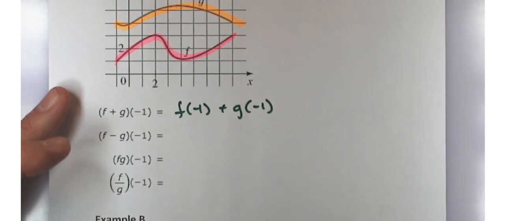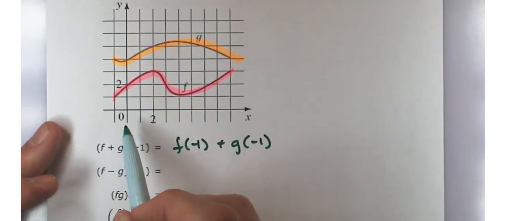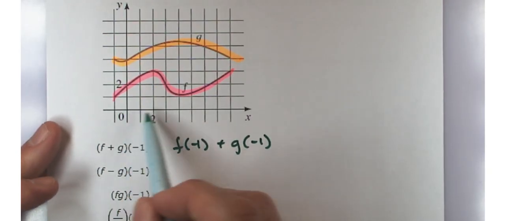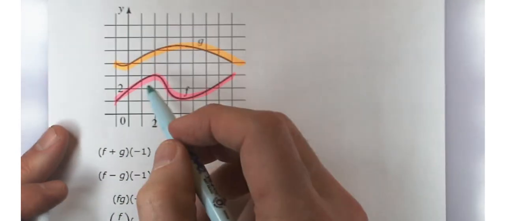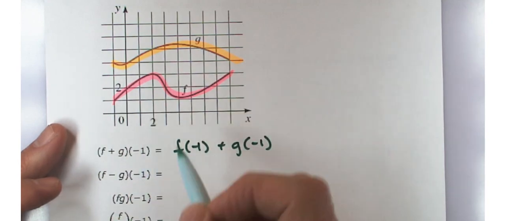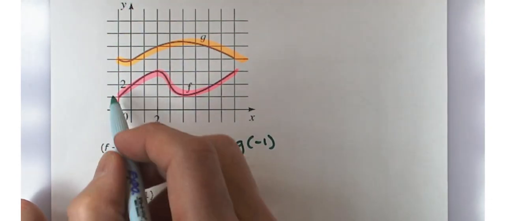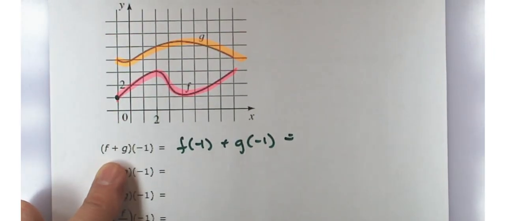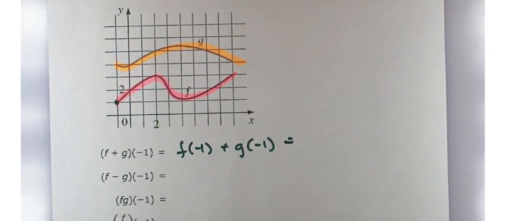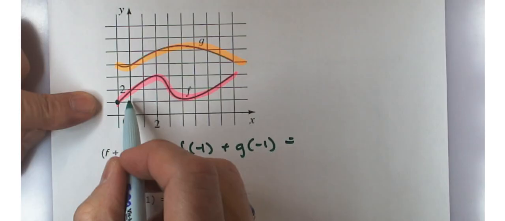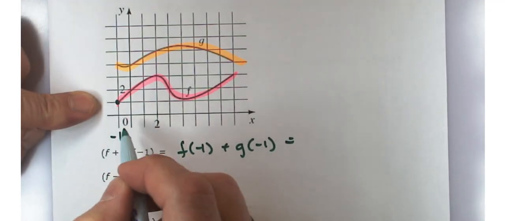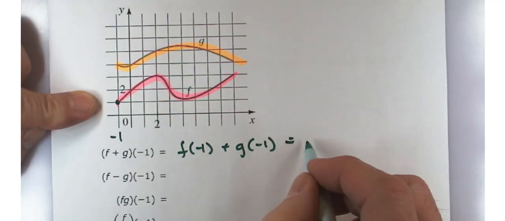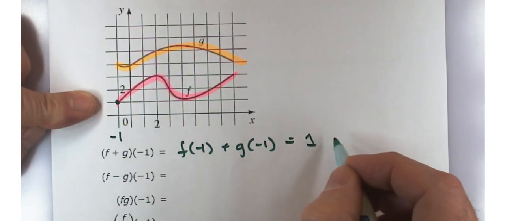So for instance, let's see, I'm going to assume that that's my axis. So f of -1 is going to be right there. What's the value of f of -1? What would you assume that's going to be? Let's round it to the nearest integer. F of -1, that's here. It looks like about 1 to me.